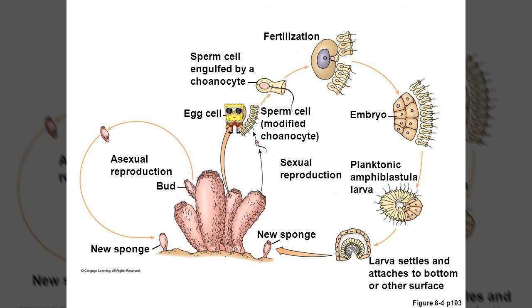So this is a more specific process where the egg cell meets the sperm cell, which is a modified choanocyte. Choanocytes are the ones with the little flagellum, as you can see. So the sperm cell is engulfed by choanocytes. That's how that happens, and then fertilization occurs. So you know what fertilization is. And then an embryo forms, just a clump of little baby cells that form into the sponge and create a planktonic amphiblastula larva, my bad. And then the larva settles onto the bottom and attaches to another surface. So then it grows into a sponge, and the cycle repeats itself.